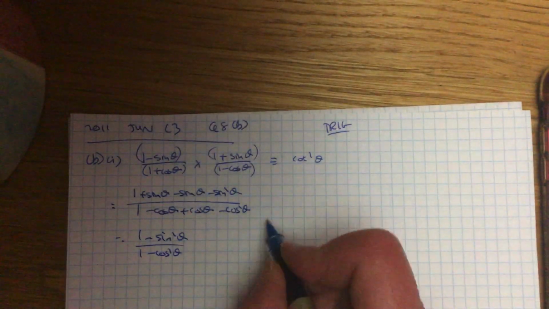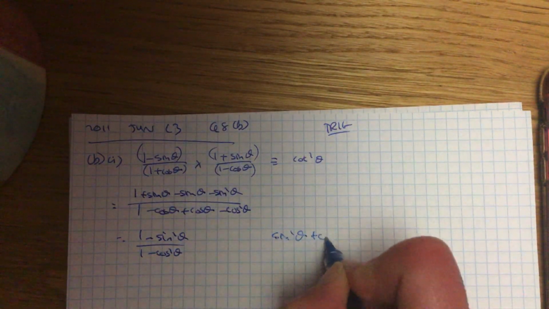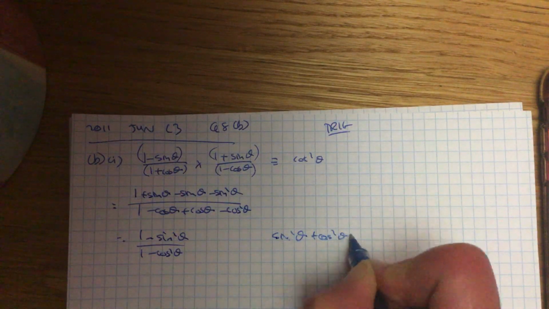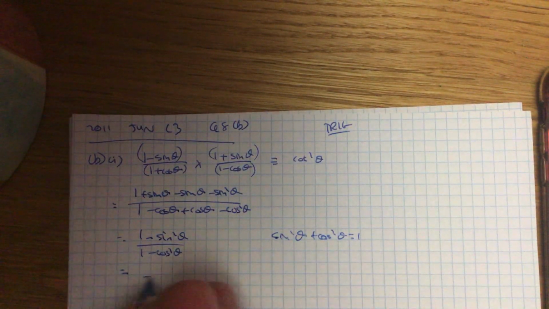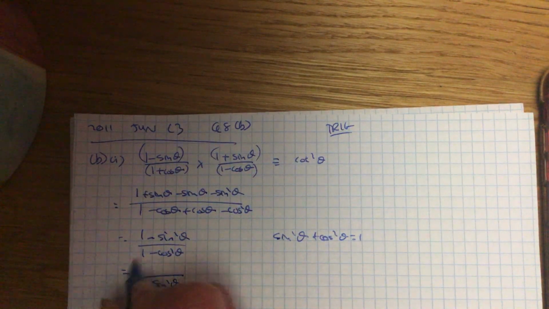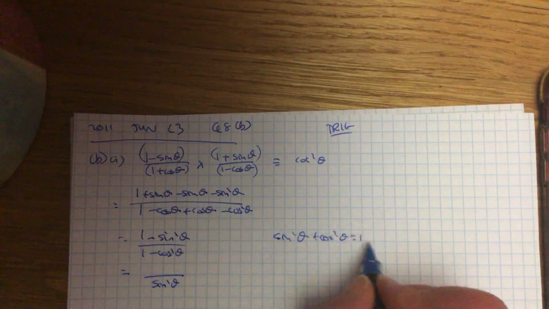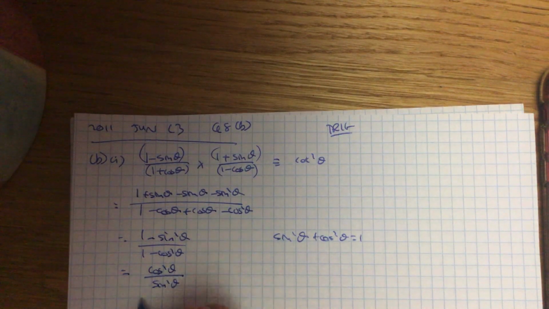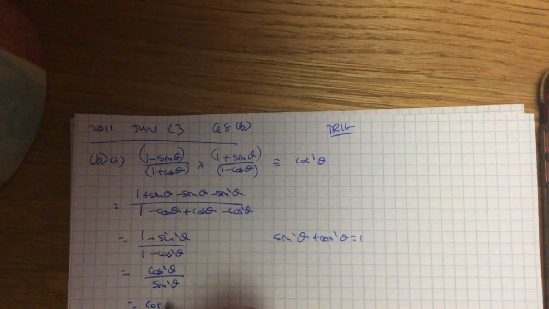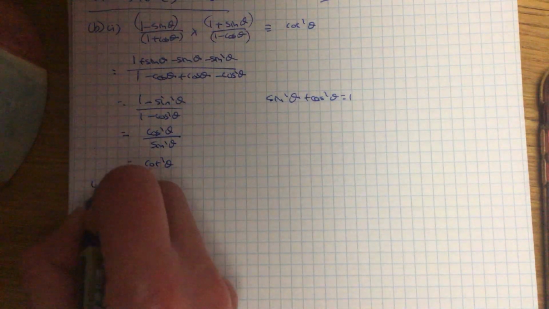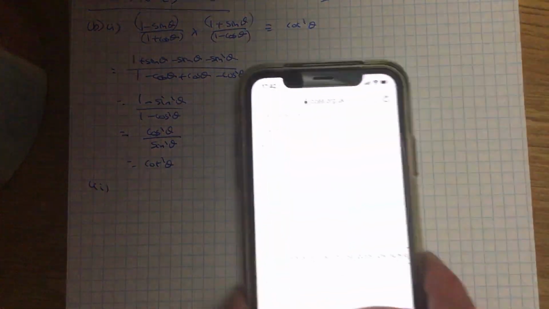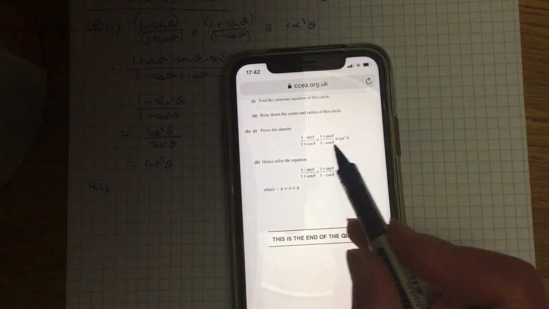And I'm going to be using the formula sine squared plus cos squared equals 1. So 1 minus cos squared on the bottom is sine squared, and on the top 1 minus sine squared is cos squared, and cos over sine is cot, so you've got cot squared, which is the right hand side. Part 2 of that question is a hence, so that matches up perfectly.